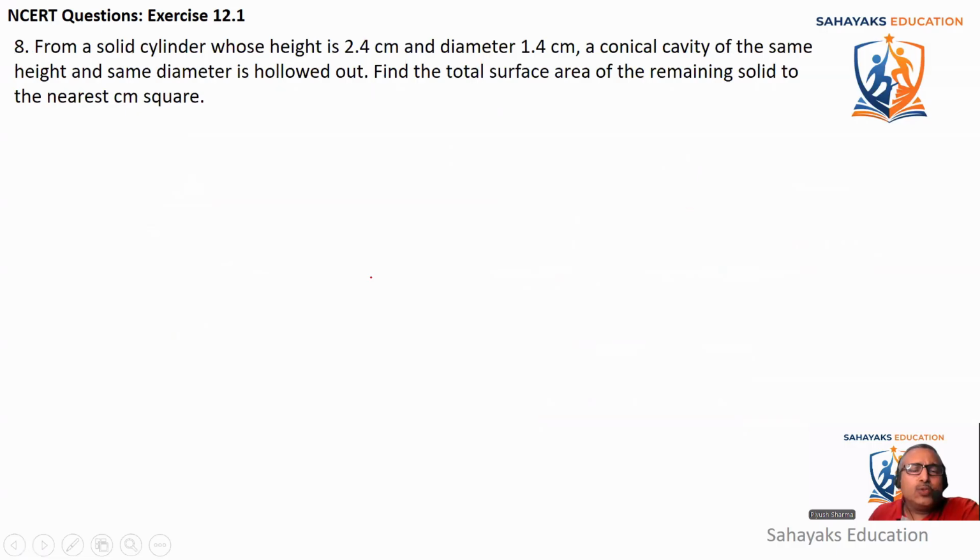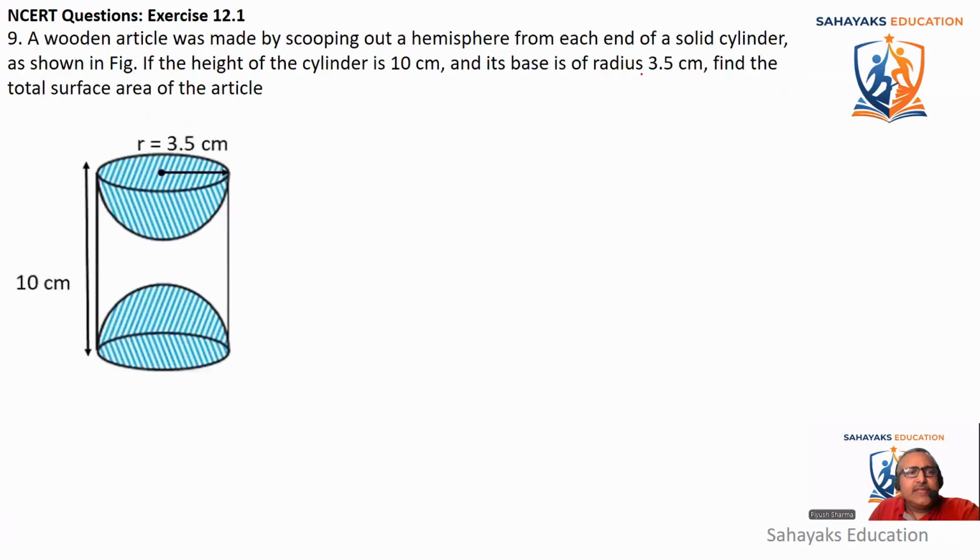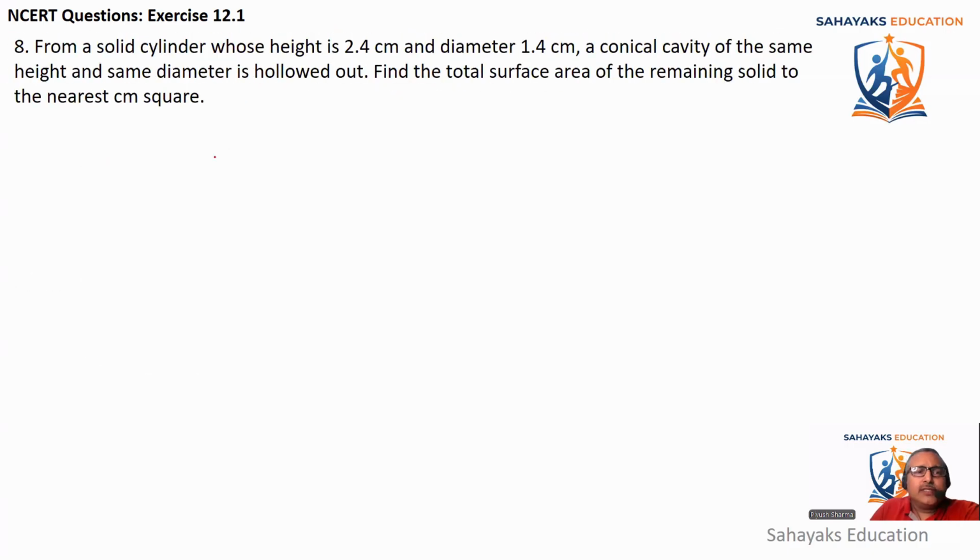From a solid cylinder whose height is 2.4 centimeter and diameter is 1.4 centimeter, a conical cavity of the same height and same diameter is hollowed out. Find the total surface area of the remaining solid. Is the figure given here? No, the figure is not given here, so we have to make it. From a solid cylinder, so let's make a solid cylinder here. This is a solid cylinder. This is a big cylinder out here.